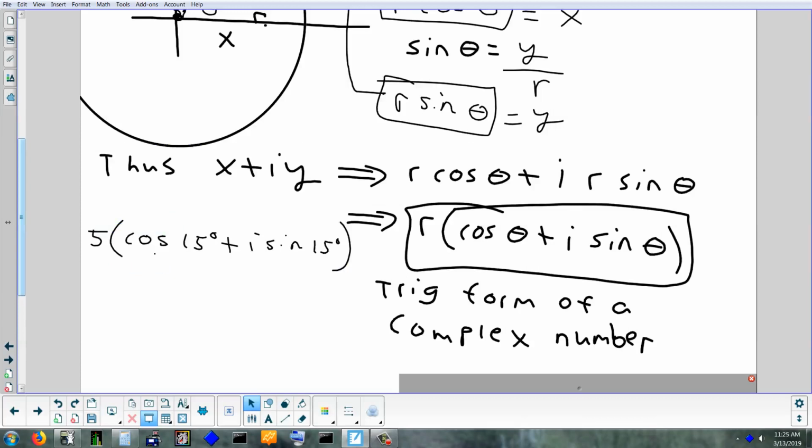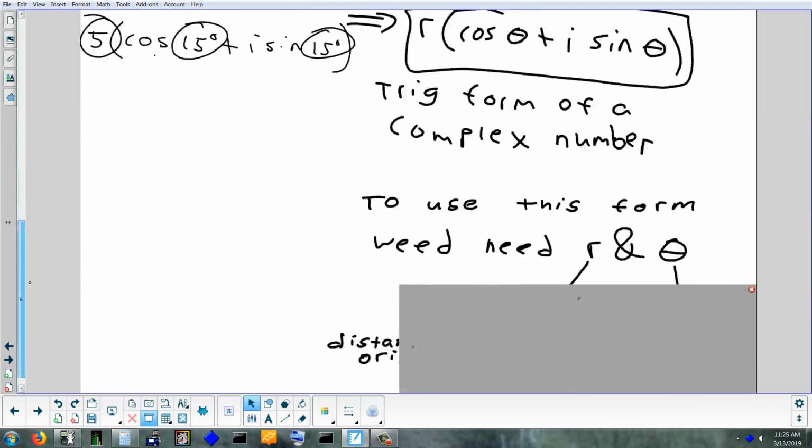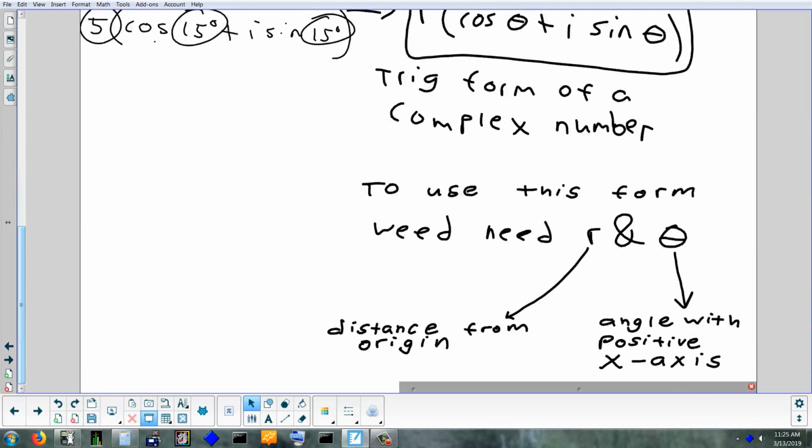So there's two things you have to figure out. R, and we've already talked about how to do it. That's the absolute value of the complex number. And then you have to find theta. So r and theta. To use that form, you need r and theta. Just a reminder of what those are if you don't remember. R is the distance from the origin, or if you want to put it in parentheses, the absolute value. That's what it really is. And theta is the angle with the positive x-axis.